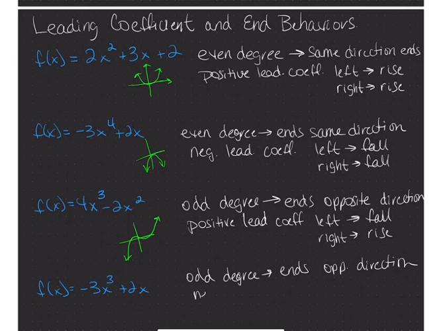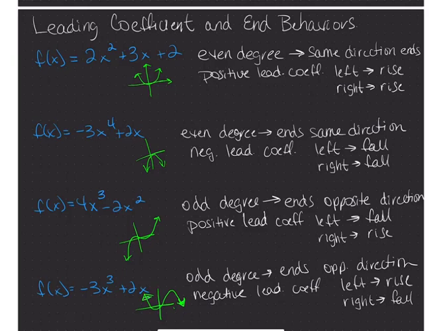Right. We have a negative leading coefficient. So that's going to tell us that on the left side, it's going to be just the opposite. We're going to rise, and on the right side, we are going to fall. Right. So, running out a little bit of room, but ultimately, this one will look something along these lines.